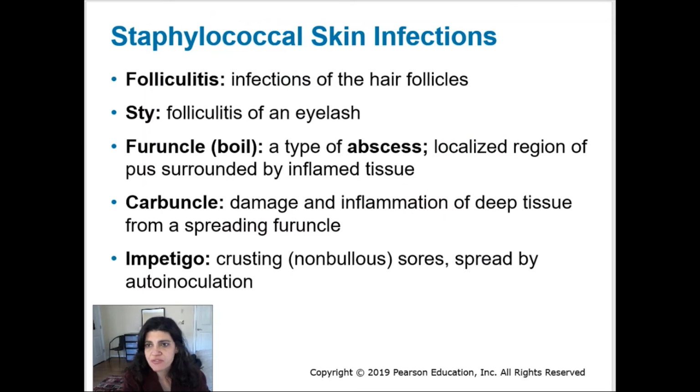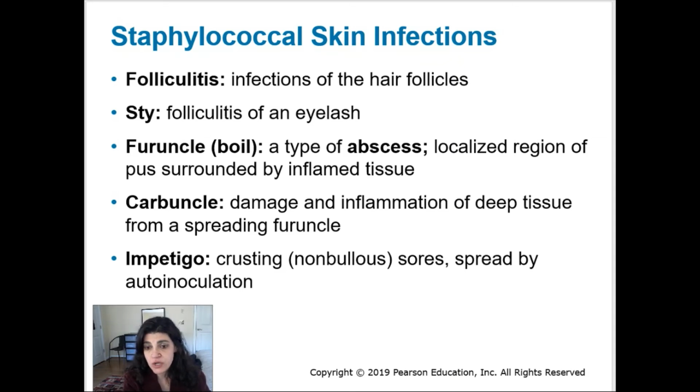So the main staphylococcal skin infections caused by either S. aureus or S. epidermidis would be folliculitis, which is the infection in the hair follicle. When the hair follicle is on the eyelash, then you call it stye. You can also have a staphylococcal boil, which is an abscess that is usually surrounded by pus and inflammatory tissue. And carbuncle, which is a damage and inflammation of the deep tissue from that boil that is spreading. So when a boil spreads, you have what's called carbuncle, so it's an even bigger lesion.